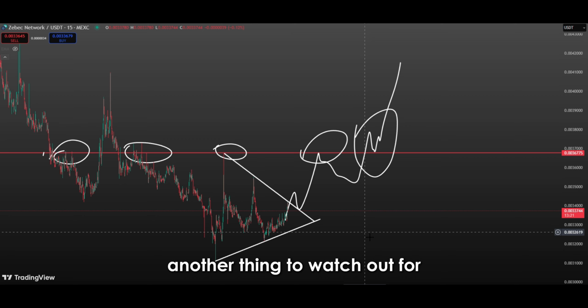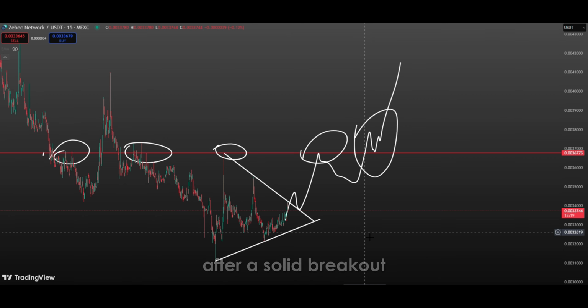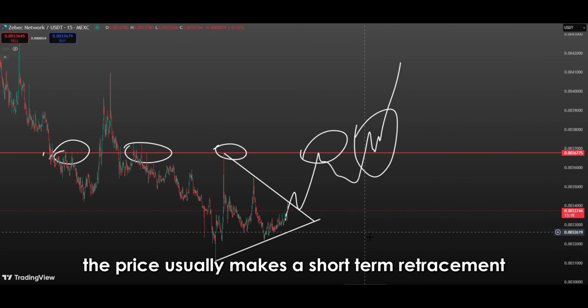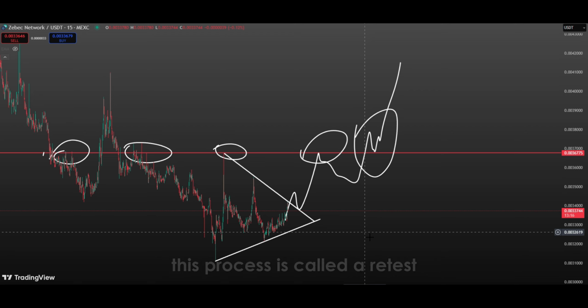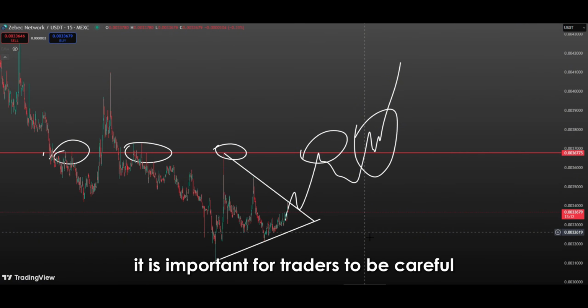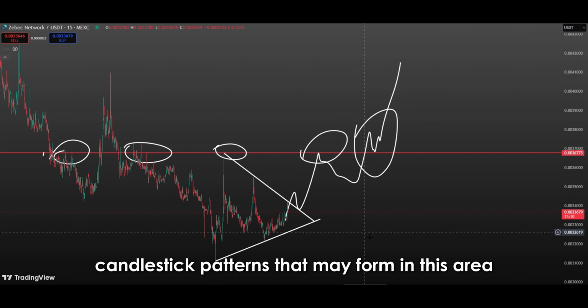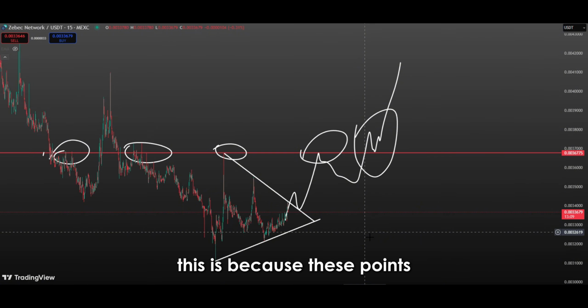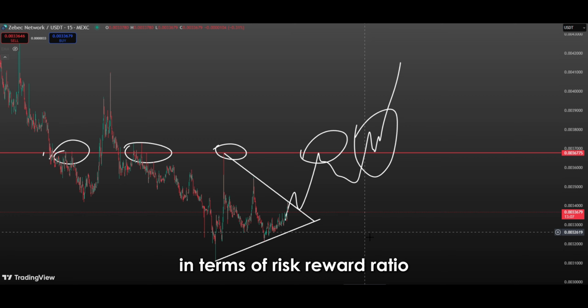Another thing to watch out for in case of a resistance breakout is the price behavior after the breakout. After a solid breakout, the price usually makes a short-term retracement and retests the resistance level it broke. This process is called a retest, and if this test is successful, the price is expected to start a new bullish wave. During the retest, it is important for traders to be careful and watch for positive candlestick patterns that may form in this area. This is because these points may offer the most efficient entry opportunities in terms of risk-reward ratio.